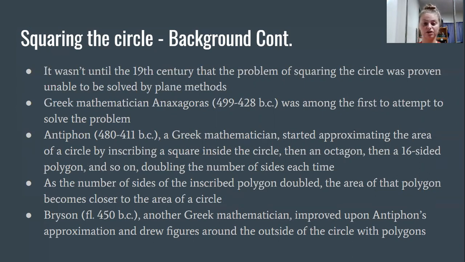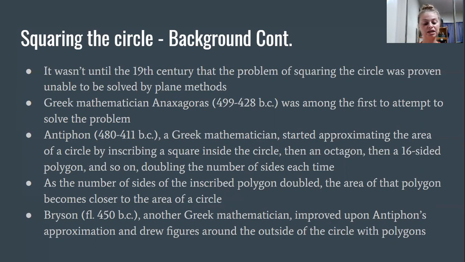Starting with Antiphon, he started approximating the area of a circle by inscribing a square inside of the circle, then an octagon, then a 16-sided polygon, and so on. He doubled the number of sides each time. As you can imagine, as the number of sides of the inscribed polygon doubled, the area of that polygon became closer to the area of the circle.